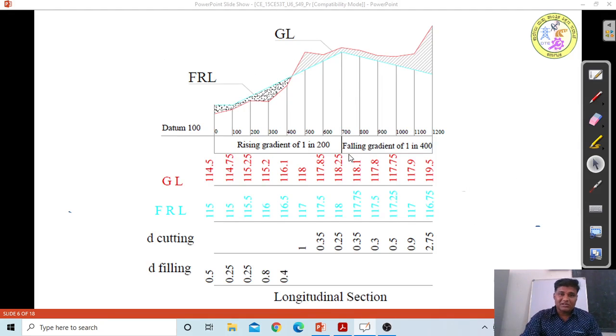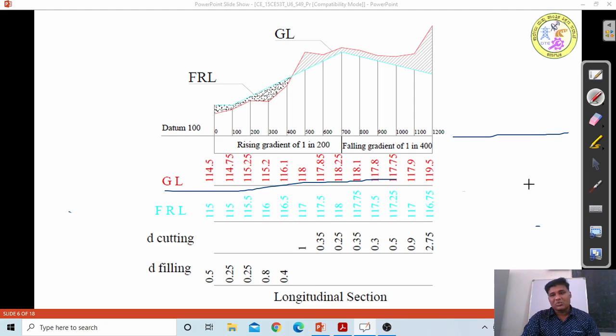So this is the typical cross section that will be drawn. Here, first I am going to draw a straight line. This is called the datum, and the ones in red are the ground levels. Here the datum is taken as 100. So 114 minus 0.5 minus 100 is 14.5. So I am drawing a line.